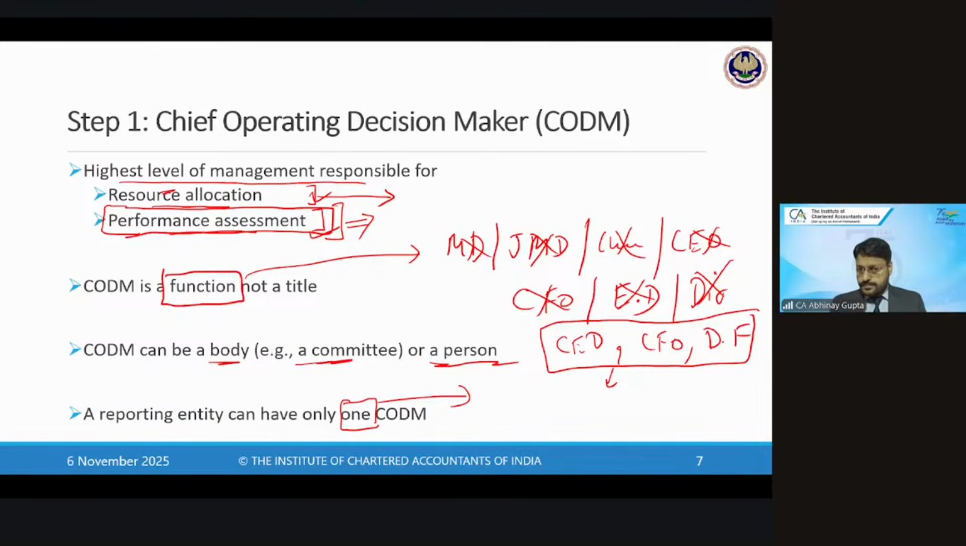Why CODM is required? Right. So why CODM is required? So that is the doubt, right? So why are we talking about this CODM? What is the purpose? Anybody?